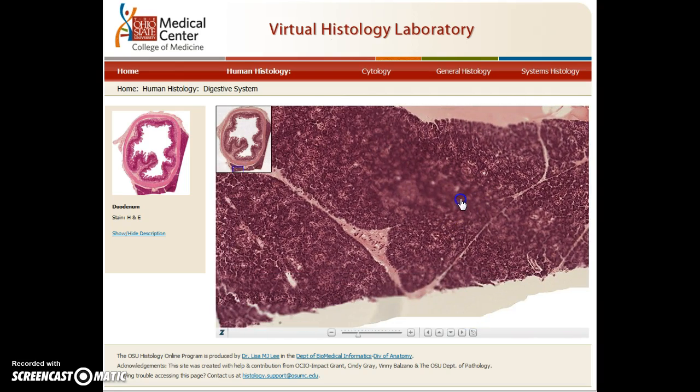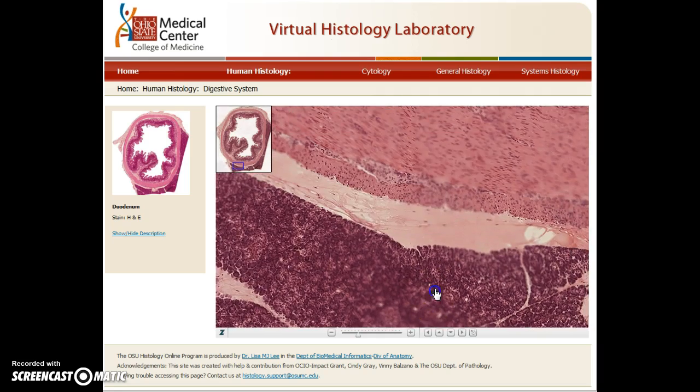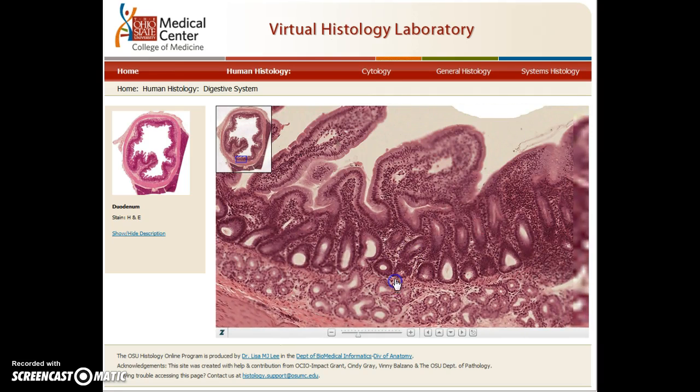Just to give you an idea here, this is the pancreas. Underneath, we got a slide of that.